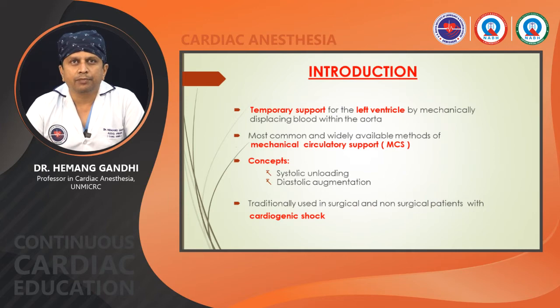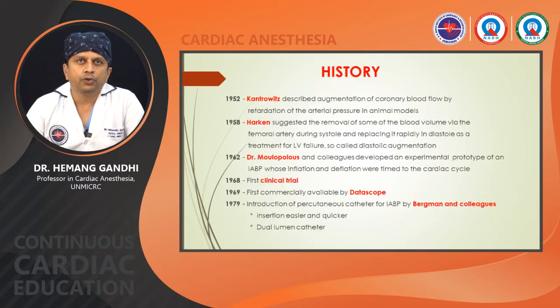Today I am going to speak on the intra-aortic balloon pump, IABP. It's a temporary support for the left ventricle by mechanically displacing blood within the aorta. It is the most common and widely available method of mechanical circulatory support. It works on two concepts: systolic unloading and diastolic augmentation. Traditionally it is used in surgical and non-surgical patients with cardiogenic shock, which is the most common indication of the IABP. Before going into detail, I will give a brief history of the IABP.